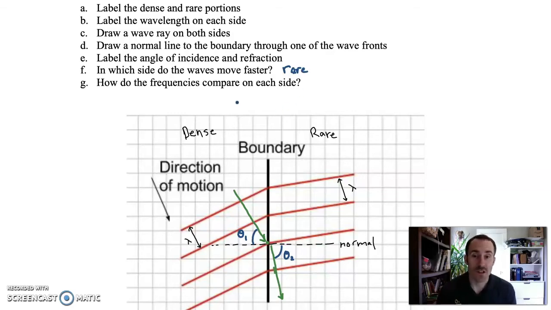How do the frequencies compare? That is the one thing that does not change, right? So v equals f lambda: speed equals frequency times wavelength. So the speed changes, the frequency does not, and the wavelength changes. So the frequency on both sides is the same. So I'm just going to say f1 is equal to f2.